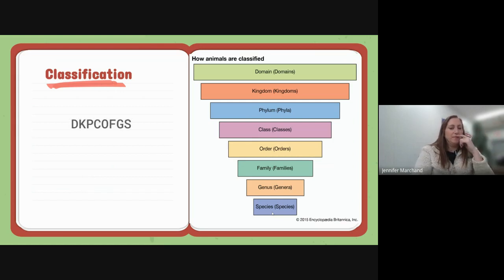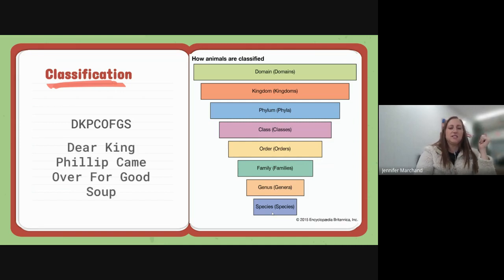A good way to remember this order of domain, kingdom, phylum, class, order, family, genus, and species is this little analogy: Dear King Philip came over for good soup. Dear King Philip came over for good soup. It's a really easy way to remember all of these, and then you can just put them in order. It's also really nice that they all start with a different letter, to be able to put them in order.